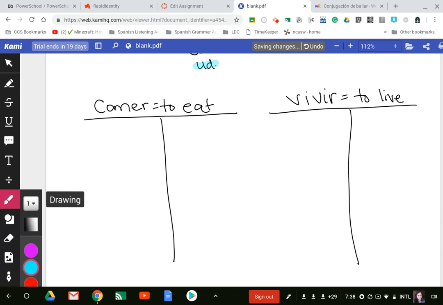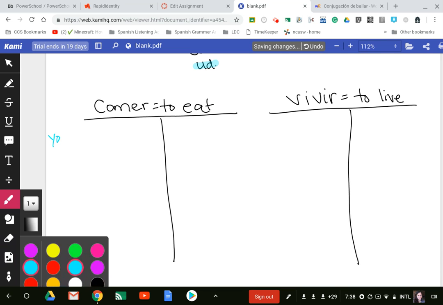When you're conjugating these, you can create the chart just like I did with the AR chart, and you can add your subject pronouns: yo, tú, él, ella, usted, and so on. I'm not going to do that because I feel like it's a little bit redundant at this point, but if that's what helps you for conjugating, please make sure that when you're practicing, you do that.